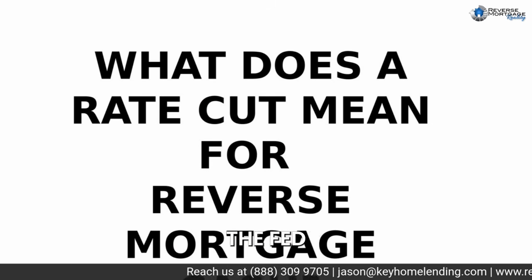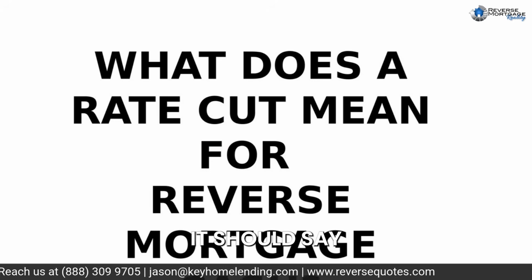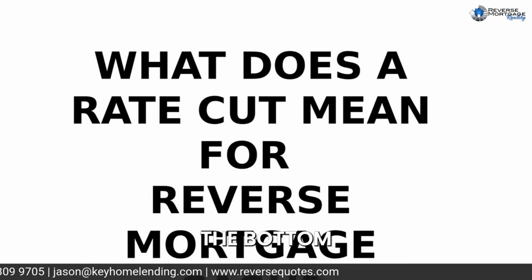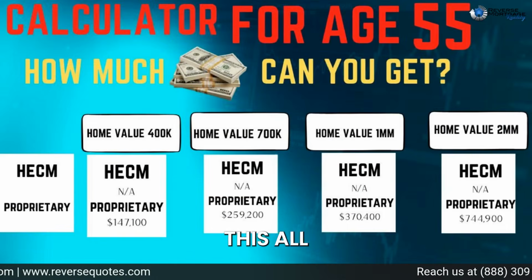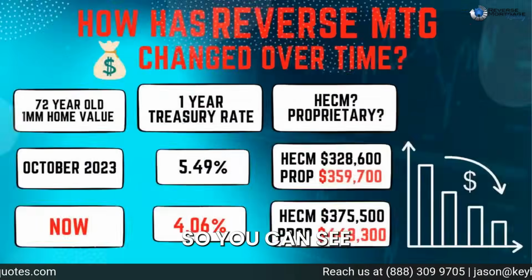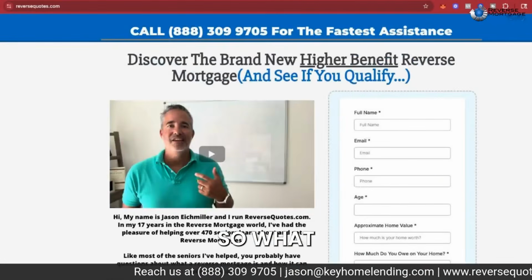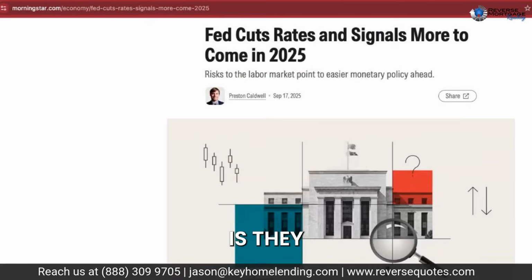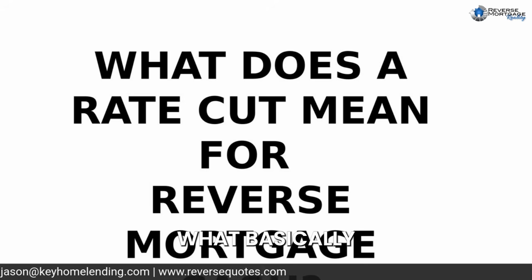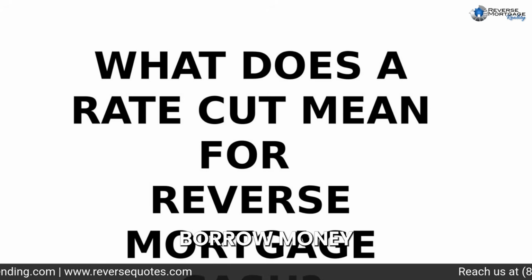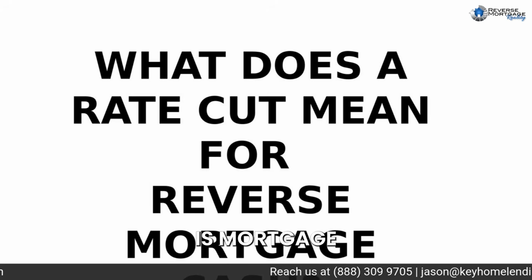So the last time the Fed cut rates, oh, here we go. What does a rate cut mean for reverse mortgage cash? It should say cash, but I guess it's at the bottom of the page. So let's just see here, make sure this all works. Okay, good. So you can see this is kind of a teaser to the calculator. It's going to go on later on. So what the Fed cuts is they cut the overnight interest rate. They cut what the banks borrow money from the government at. What it didn't cut is mortgage rates.